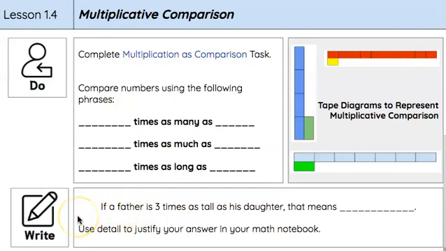Finally, look at the right section of your learning plan. If the father is 3 times as old as his daughter, that means blank. Use detail to justify your answer in your math notebook. You can even put a father's age and decide what the daughter's age would be. That part is up to you.